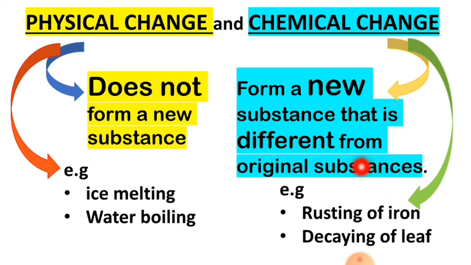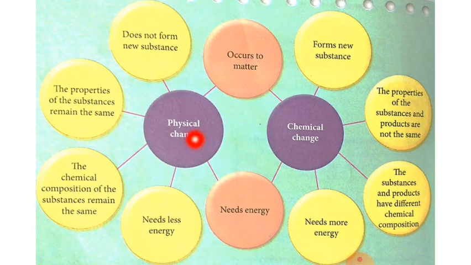Iron oxide is a new substance. The properties of iron oxide are not the same as the properties of iron. And then decaying of a leaf. The leaf will become a new substance. Okay, this is the double bubble map for physical change and chemical change.